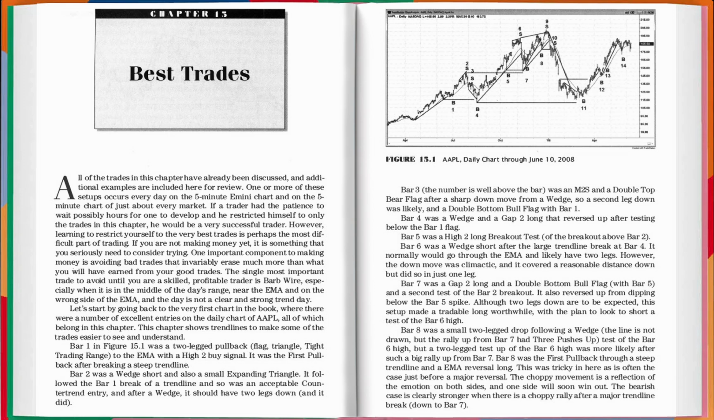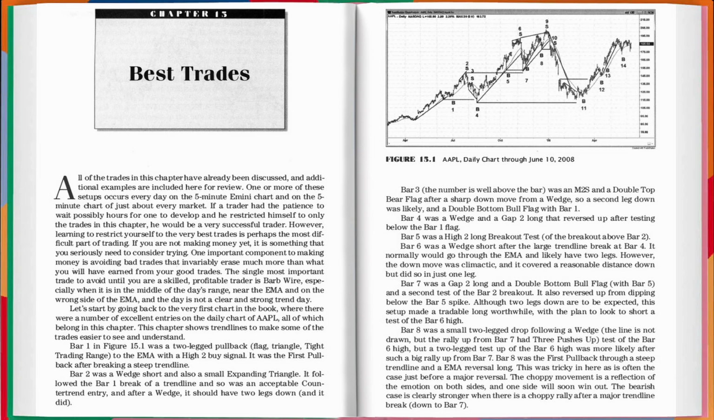Bar 2 was a wedge short and also a small expanding triangle. It followed the bar 1 break of a trend line and so was an acceptable countertrend entry, and after a wedge, it should have 2 legs down, and it did. Bar 3, the number is well above the bar, was an M2S and a double top bear flag after a sharp down move from a wedge, so a second leg down was likely, and a double bottom bull flag with bar 1. Bar 4 was a wedge and a gap too long that reversed up after testing below the bar 1 flag. Bar 5 was a high too long breakout test of the breakout above bar 2.